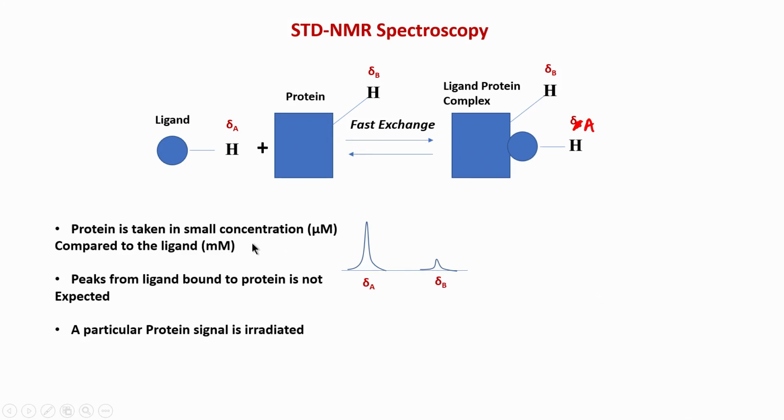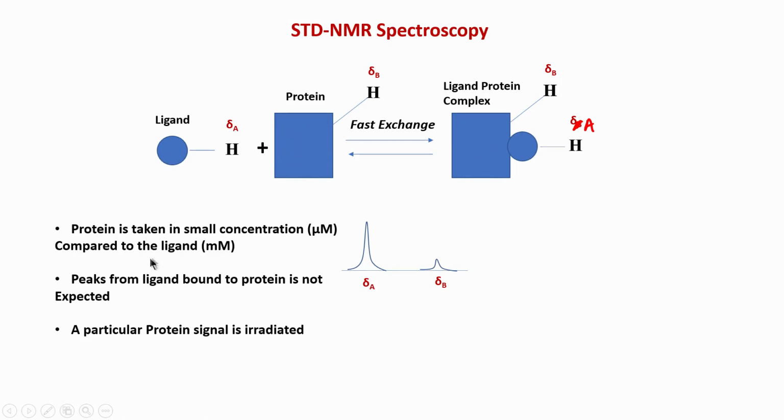Of course it is not 1000 times; protein will be roughly around 30 micromolar to 50 micromolar, and ligand will be around 1 millimolar. So, there is a factor of 20 or 30:1 ratio between the ligand and the protein. That means the ligand is in very high excess compared to the protein.